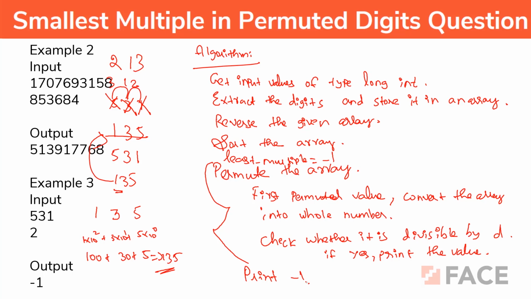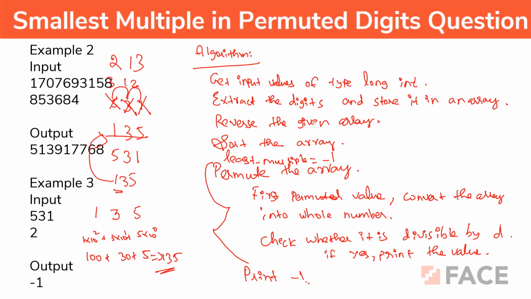After reversing the given array, sort the array because I need to get the smallest multiple in the permuted format, right? So after sorting, take a variable, initialize the value as -1, then permute the given array. After getting the first permuted value, I have to convert the given array into a whole number and check whether it is divisible by d or not. If it is divisible, store the value in least multiple, print the least multiple value and come out of the program.